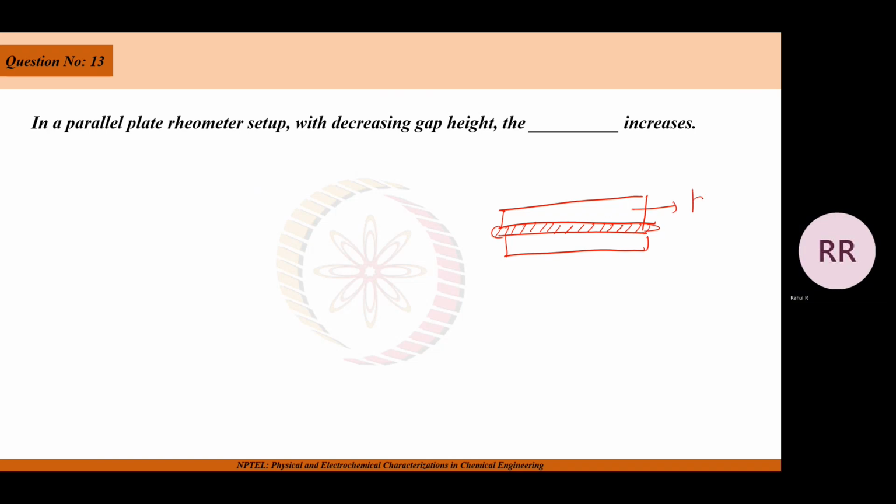This is plate 1 and this is plate 2. Now let h be the gap between these two plates. So the question is, as this h decreases, something increases. What is that thing that actually increases when we decrease the distance of separation between the plates? Think about this for a while, and I'll let you know the answer.